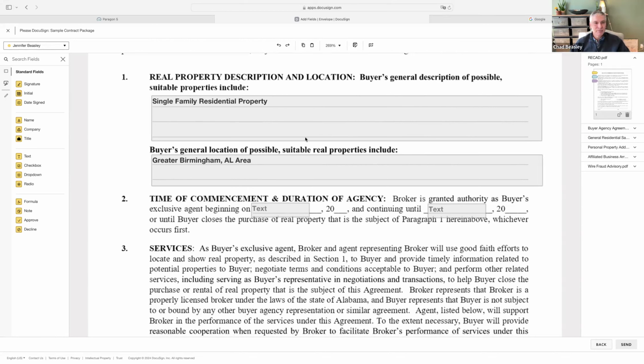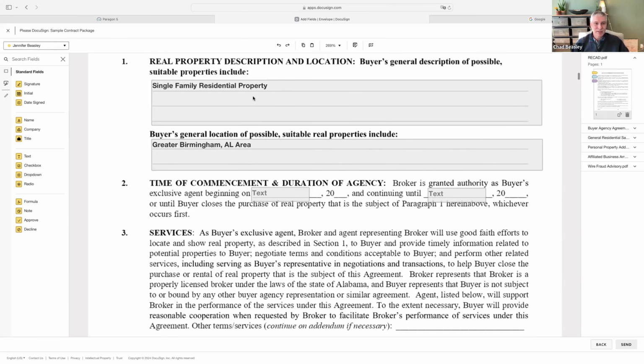So item 1 is just a description and location of the property. Buyer's general description of possible suitable properties. Well, you can get as specific and as broad as you want here. If I'm working with somebody, we're just getting started and they've got an idea of what they want, but I want my buyer agency agreement to encompass whatever we might find that maybe wasn't described by this. So I just put single family residential property there. That's what they're looking for. They just want a home. And you could get as specific as you want.